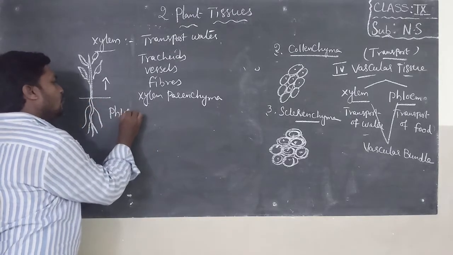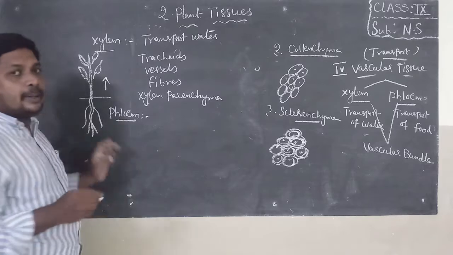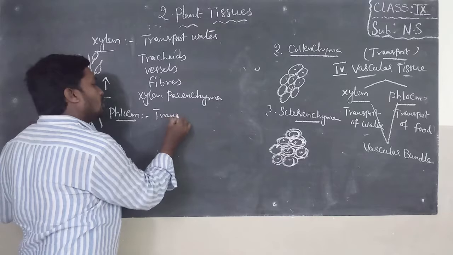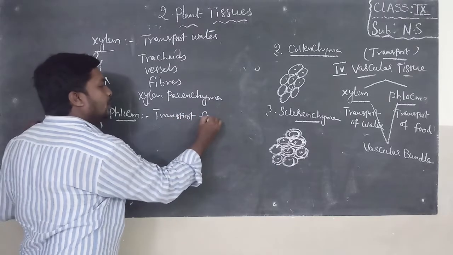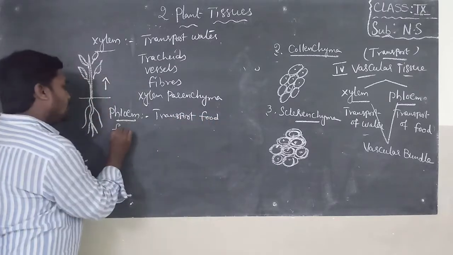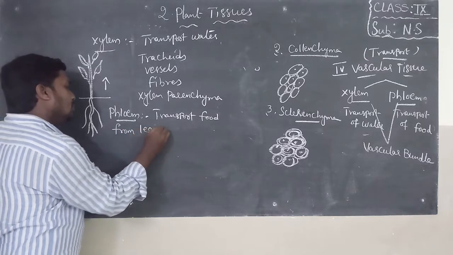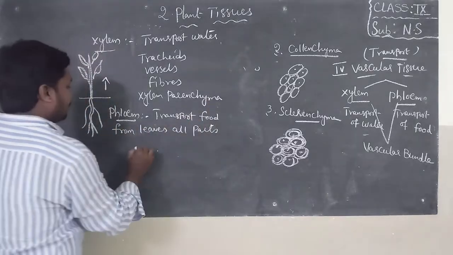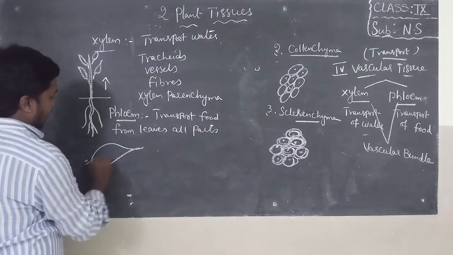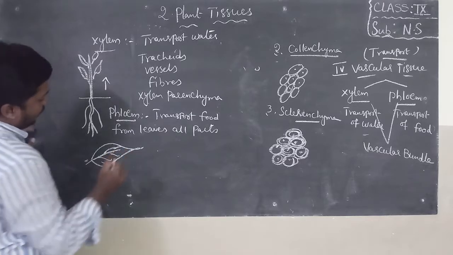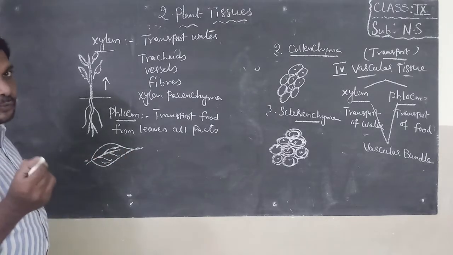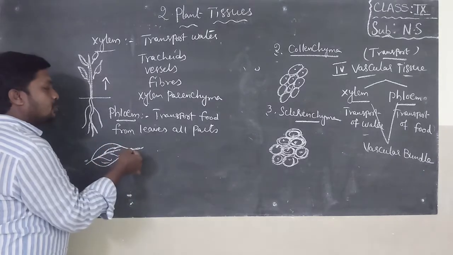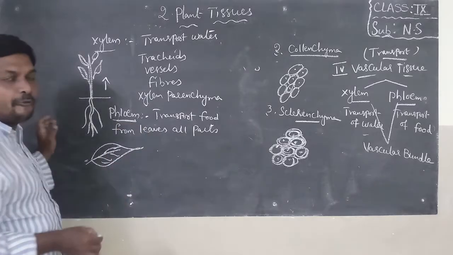Next one is phloem tissue. It is a tissue which is helpful to transport food from leaves to all parts of the plant. So if you observe, leaf is known as the food factory of the plant. The manufactured food present in the leaf is transported to all parts of the plant with the help of phloem.